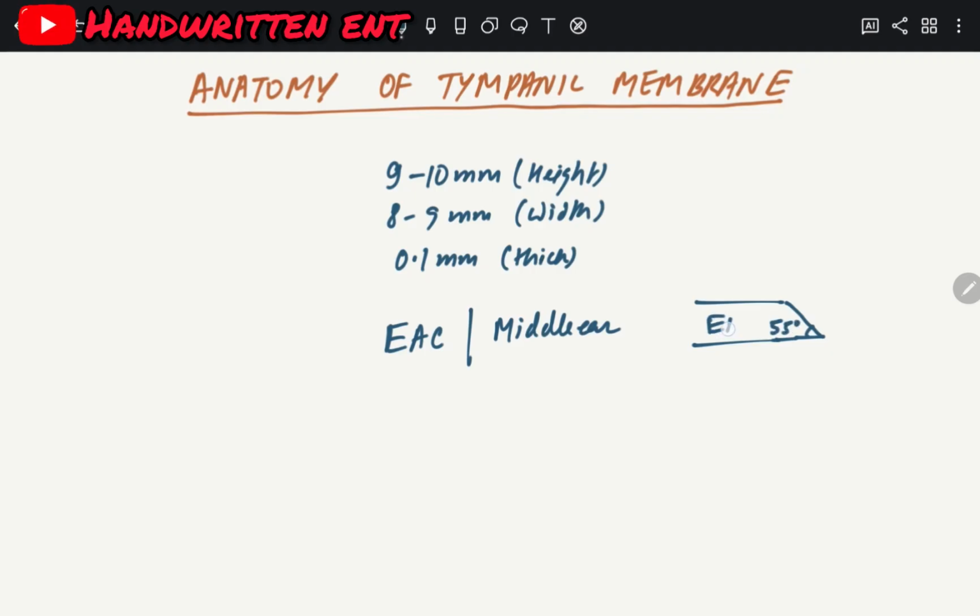So this is the external auditory canal and this is the tympanic membrane. So it is at an angle of about 55 degree to the external auditory canal. So what are the parts of tympanic membrane? So basically tympanic membrane can be divided into two parts. One is the pars tensa, another is pars flaccida. So pars flaccida is also known as shrapnel's membrane.